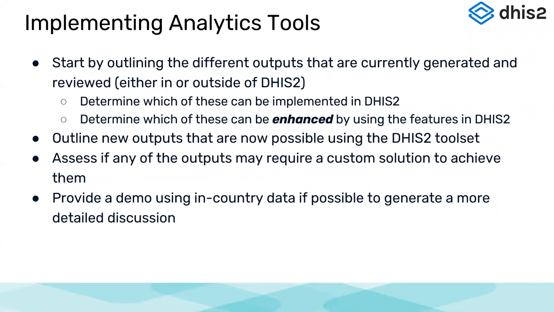And then you outline what are the new outputs that are possible with the newer versions of DHIS2, right? And again, you can assess if any outputs may require a custom solution, right? So it may be a custom application within DHIS2, or maybe we may have to send data which are there in DHIS2 to outside. Now I'm mentioning a few newer or high-tech approaches which you may not be familiar with, but just know that these things are possible. For example, we can even send data out of DHIS2 into another platform. This is possible if it really requires.